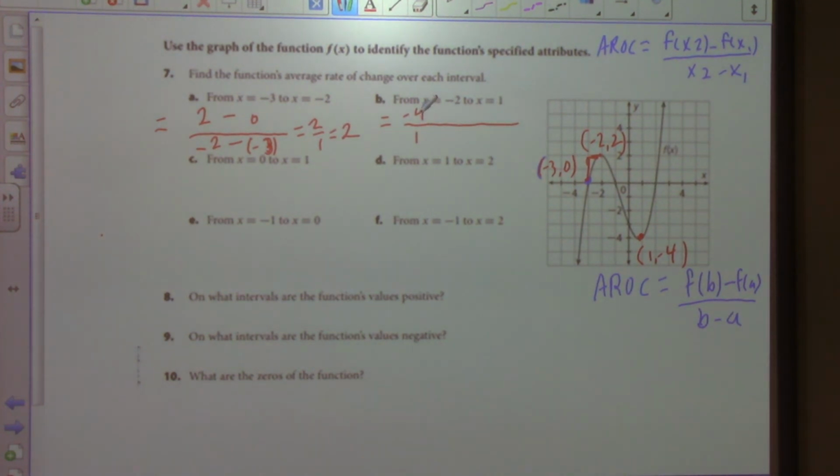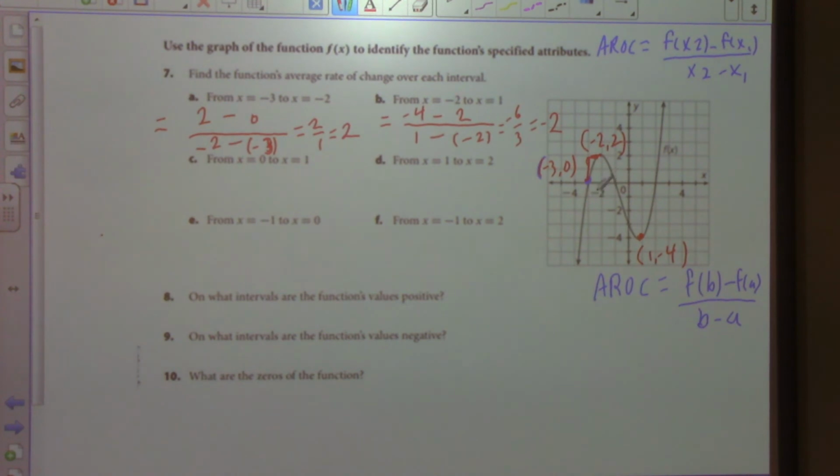So f of x2 and x2 minus, what do we put up here? 2. So we're going to 1, so we put in negative 4, and then here, negative 2, right? And what is this going to simplify to? Negative 6 over 3, right? So that'd be negative 2.